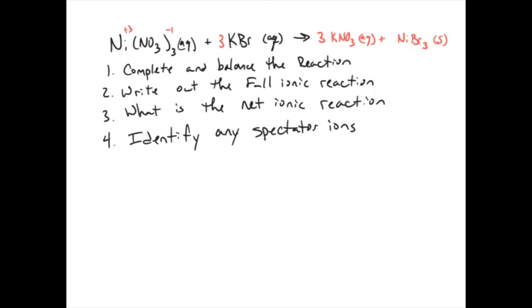And then I go ahead and balance the reaction, and I get 3 KBr on the left, and that means I have 3 KNO3 on the right. So now I have checked off number 1. I have completed and balanced the overall reaction.